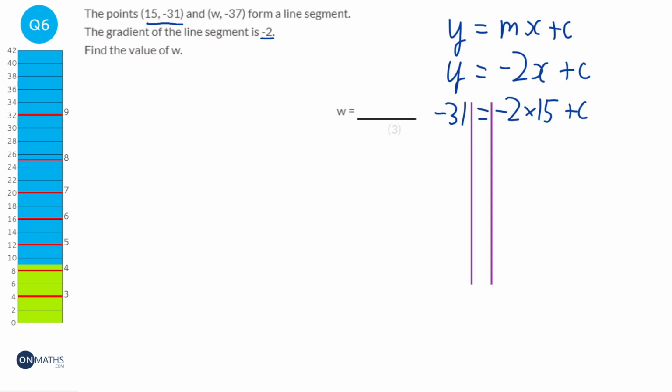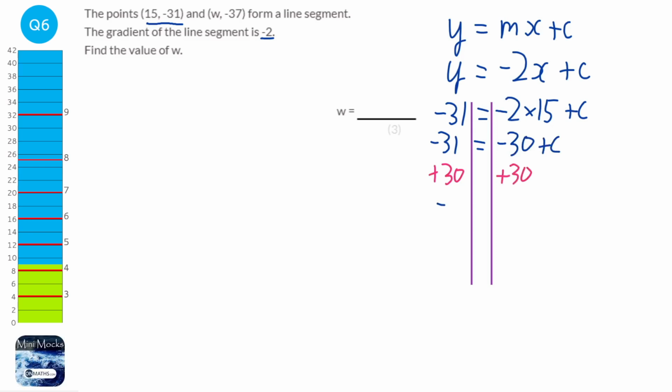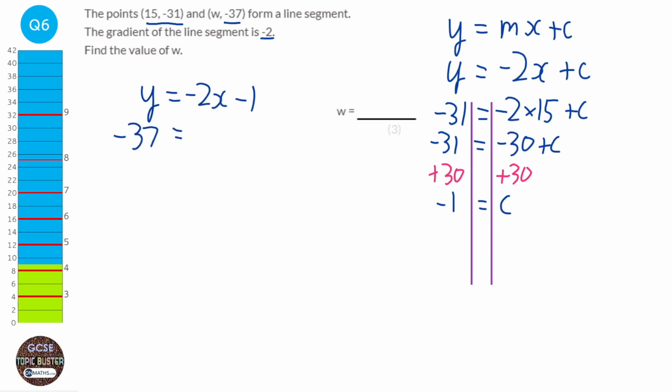And we're going to use this to solve and find out what c is. So first thing I'm going to do is tidy this up. -2 times 15 is -30, so -30 plus c. And I'm just going to add 30 to both sides to get c on its own. So that would be -1 equals c. So c is -1. So we now know that the equation is y equals -2x minus 1. And we're told that the y is -37, and we're looking for the x value, which they've called w.